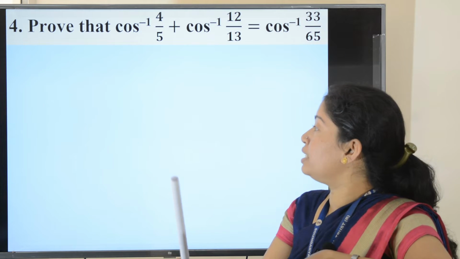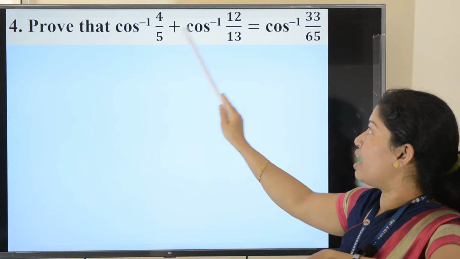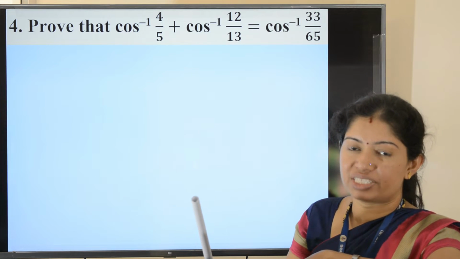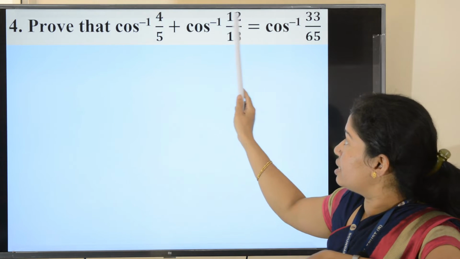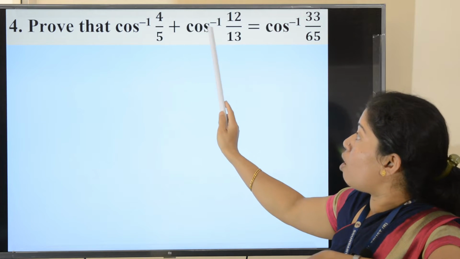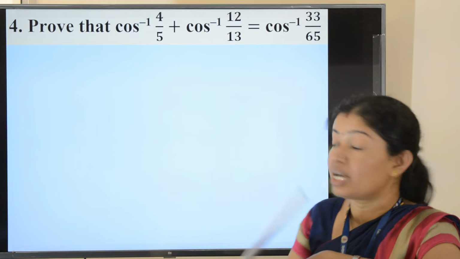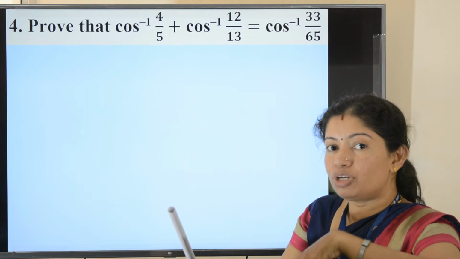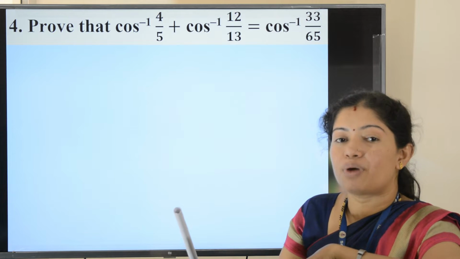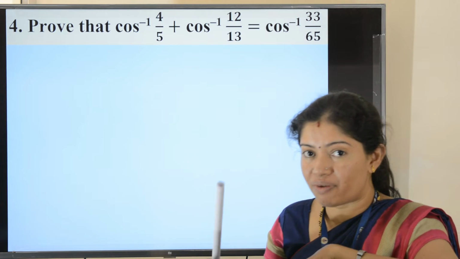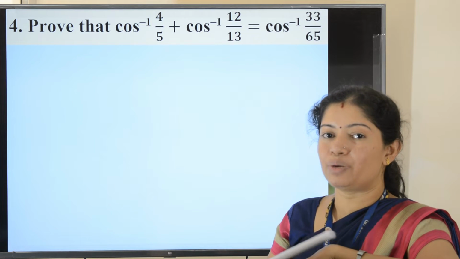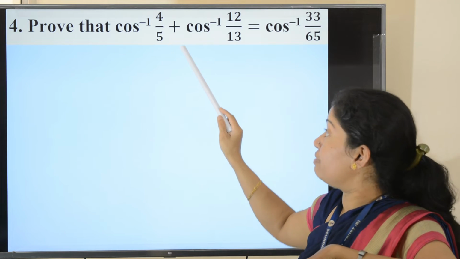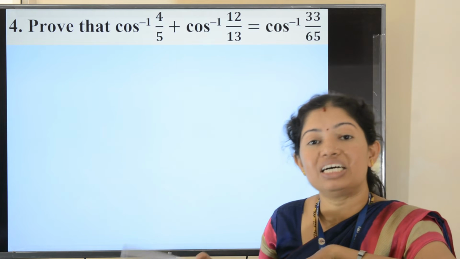So fourth problem is, prove that cos inverse of 4 by 5 plus cos inverse of 12 by 13 is equal to cos inverse of 33 by 65. So what you can observe here, students, left hand side you have sum of inverse of two cos functions, and here also you have a cos inverse, but we have the property for tan inverse. Up to now in previous problems we have used the property tan inverse of x plus tan inverse of y is equal to tan inverse of (x plus y) divided by (1 minus xy). So here what we will do is we will convert this cos inverse in terms of tan inverse.